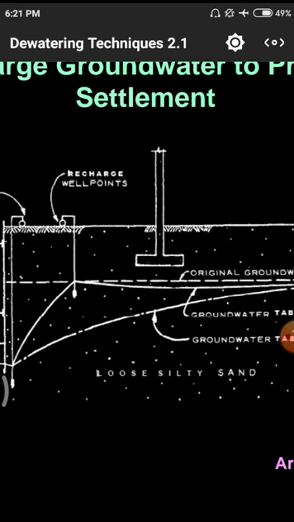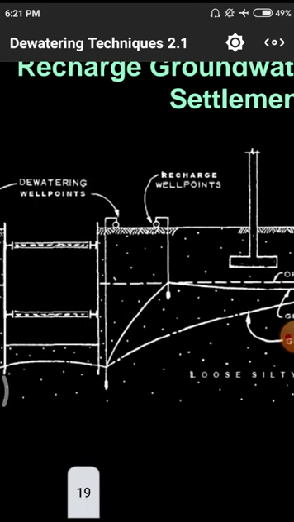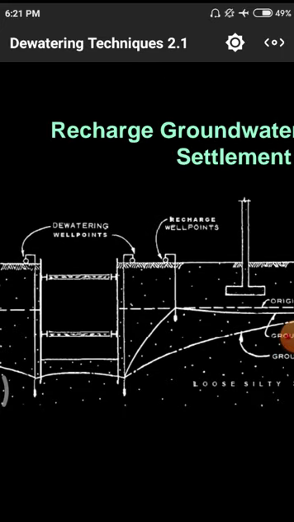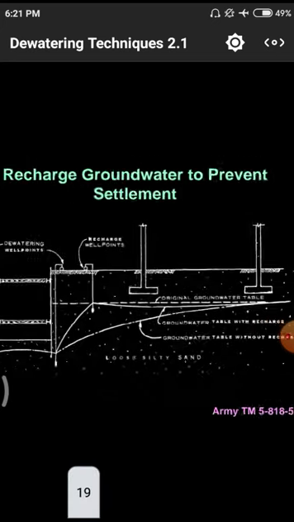We need to maintain proper conditions by lowering the water table according to the condition of the water, so that these dewatering well points are very useful to us for maintaining a sustainable structure without any cracks and others.